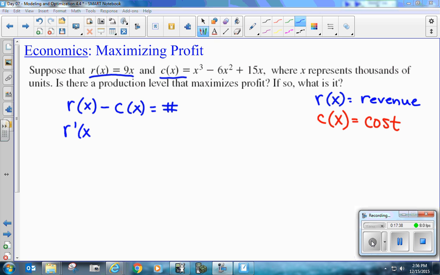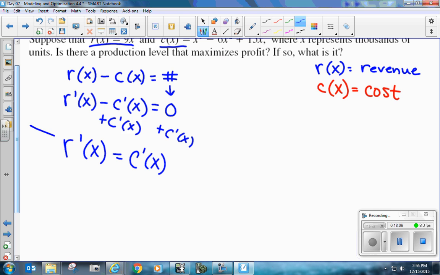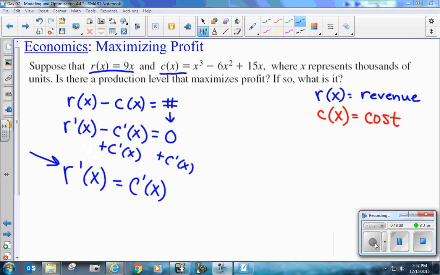Derivative of my revenue minus the derivative of my cost should equal, well, the derivative of a constant is 0. If I really want to get fancy here, I can keep this equation the same by adding the derivative of C to both sides. So I get the derivative of my revenue should equal the derivative of my cost. And that's how we're going to maximize profit. So this is what I'm going to do to figure out that max point. Okay? The derivative of my revenue is just 9.